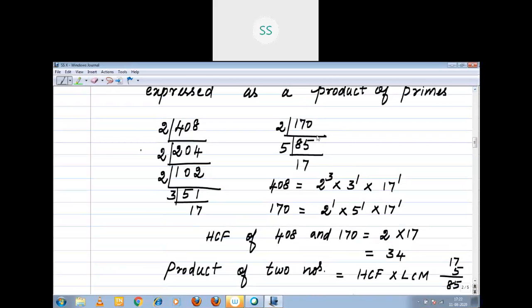Thank you, children. You should understand the concept and read the statement of the theorem. It will come under 1 mark. Thank you, children, once again.